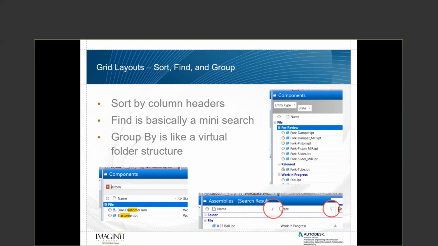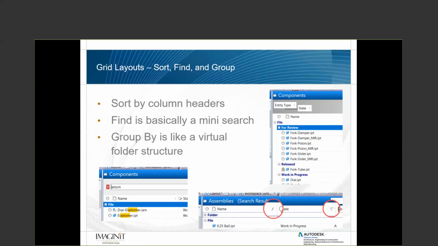So the grid layouts are very much related to how Excel is laid out in terms of being able to sort your data according to the column headers. By default, your files are going to be sorted automatically by their file name, but clicking on any of the column headers will resort based on that particular column.